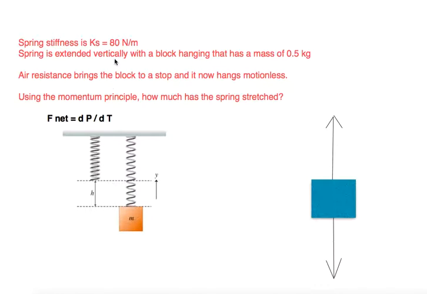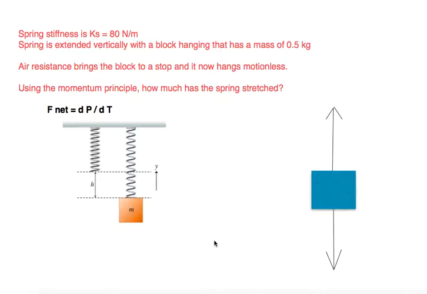So air resistance brings the block to a stop, and it's now hanging motionless. I found a picture online that says the spring is up here, and then finally air resistance kicks in and brings it to a stop. So now it's hanging here, motionless. The change in the stretch of the spring is h. So using the momentum principle, how much has the spring stretched?